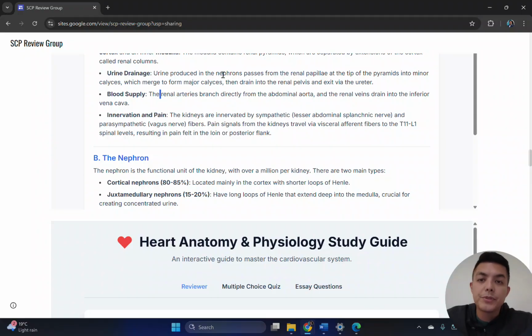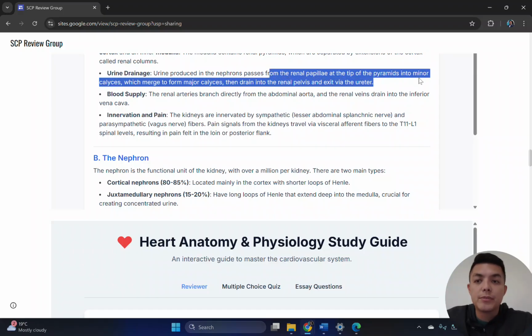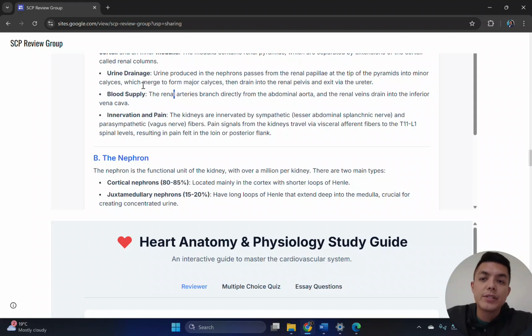Next is the urine drainage. Urine is produced in the nephrons, which passes from the renal papilla at the tip of the pyramids into minor calyces, which merge to form major calyces, then drain into the renal pelvis and exit via the ureter.